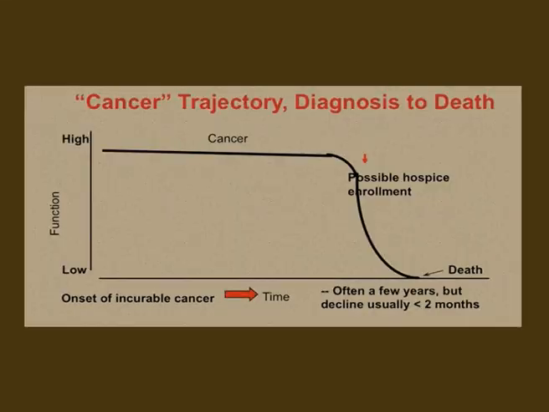Going to the examples of dying trajectories, first the cancer trajectory. In this you have the functioning level of the patient and also time. You can see that initially the functioning level of the patient is high, and as the cancer progresses, there is a sudden decline in the functioning level which results in death.